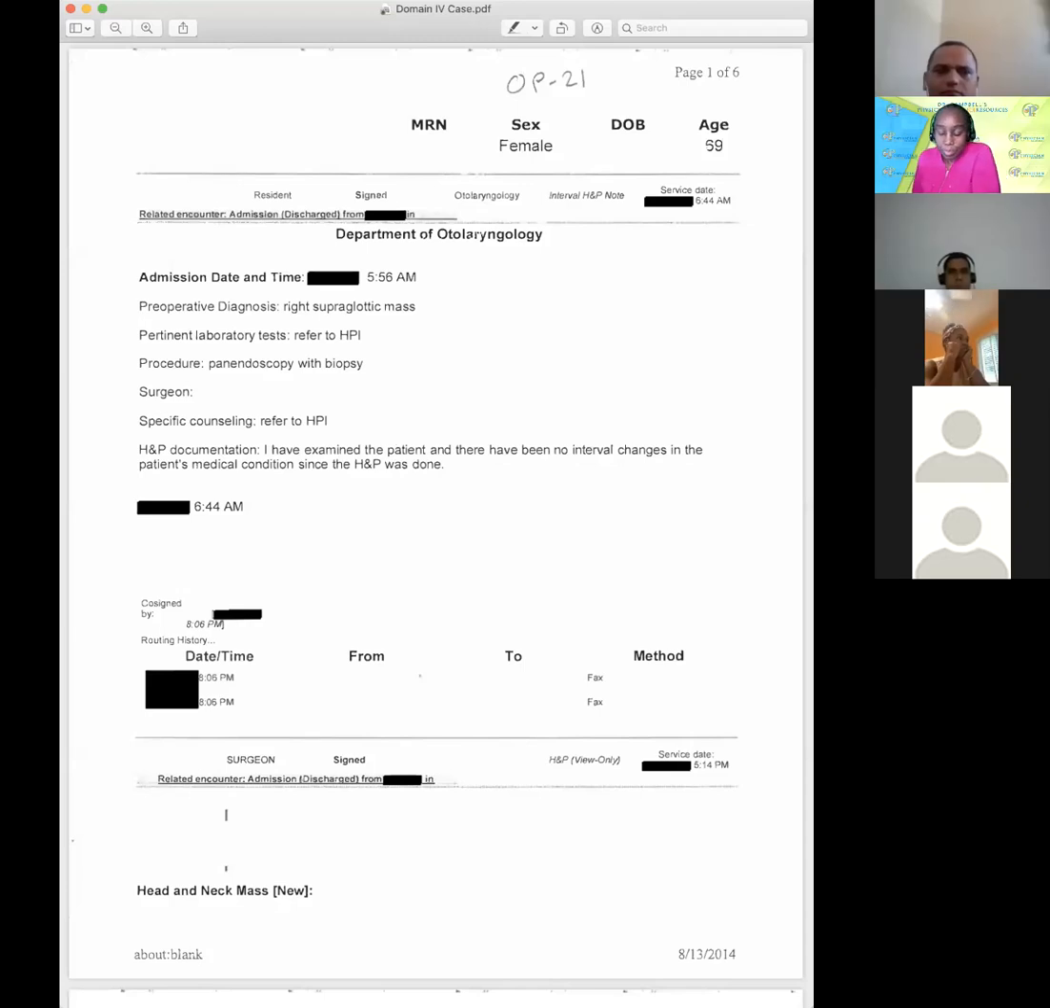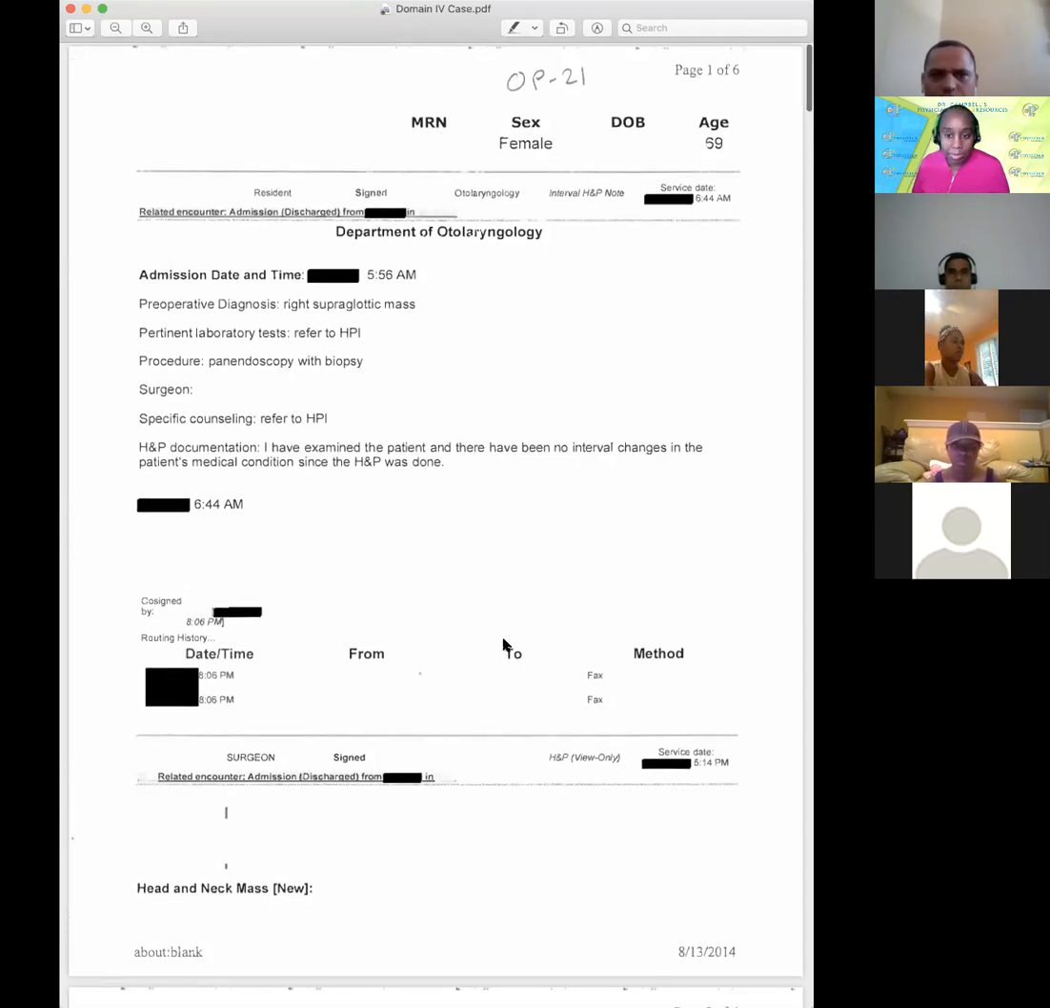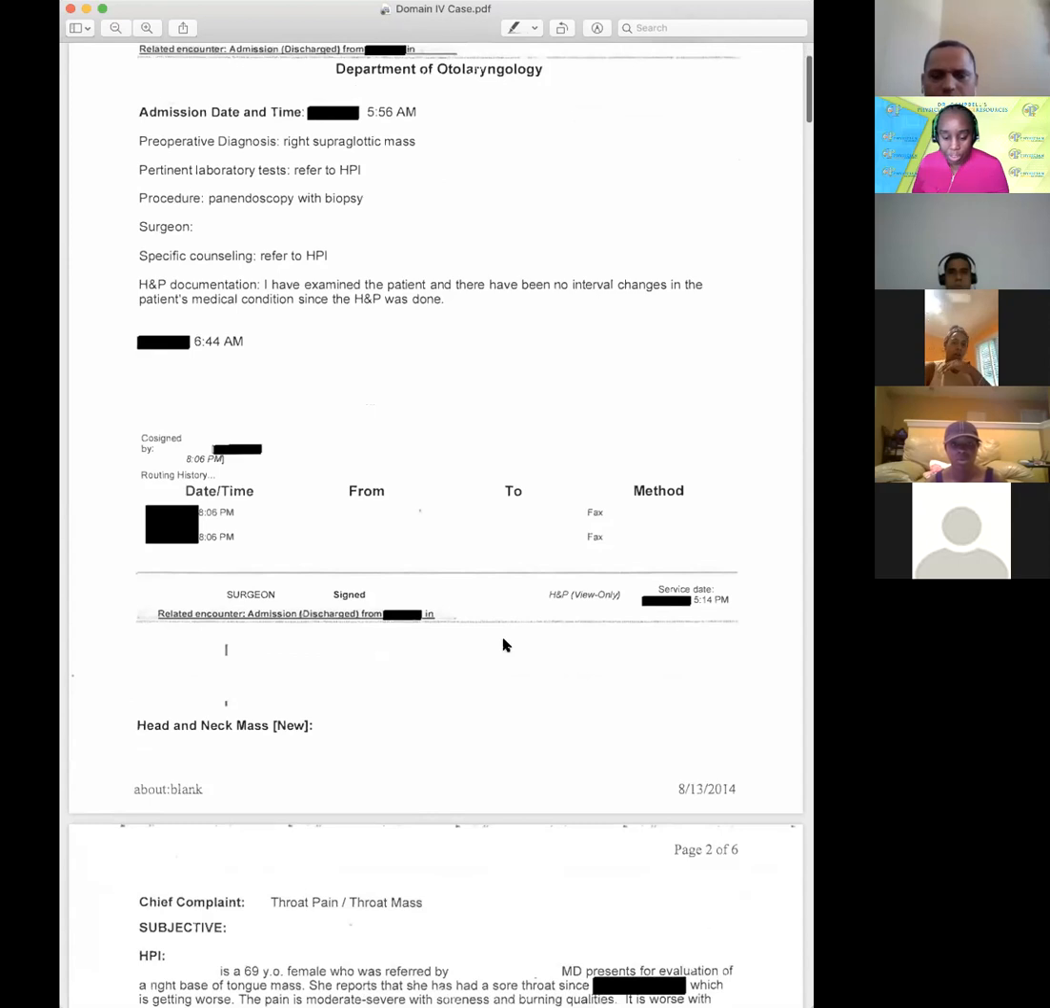Okay, so here we have a patient that is seen in the ear, nose, and throat department, and they have a preoperative diagnosis of a supraglottic mass, and they start to go through the patient encounter. I'm not going to read the entire note, but I just want to give you the background of our patient. So they have this mass, and the procedure that they're going to do today is a pan endoscopy. Pan means total with the biopsy. So that's the first part of the note.